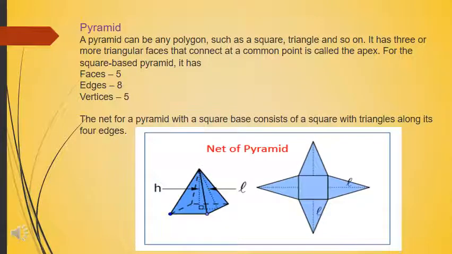Another example of a net of a solid is the pyramid. A pyramid can have any polygon as its base, and it has 5 faces, 8 edges and 5 vertices. Its base is square and it is joined with 4 triangular faces which are connected along its edges. Look at the figure. There are 5 faces in its net.